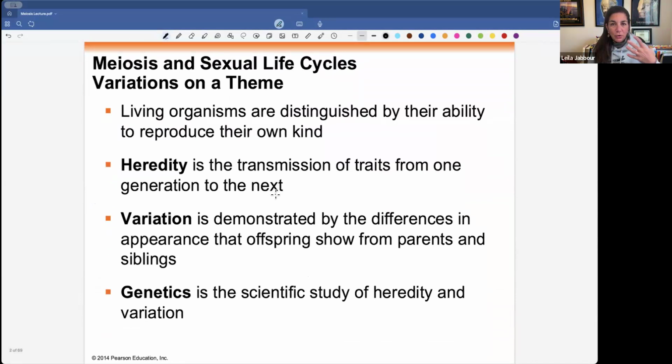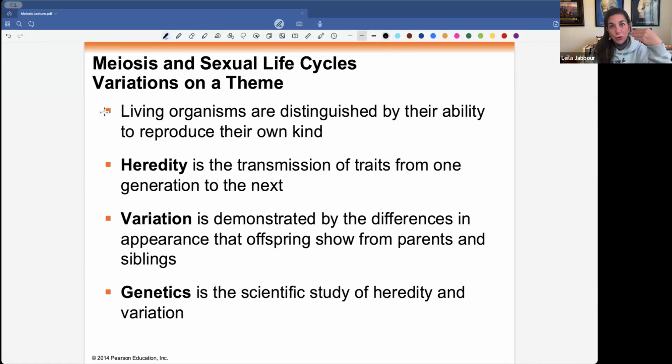So living organisms, like human beings, are distinguished from other structures, other things, by their ability to produce their own kind. This is what's specific to living things. You can reproduce yourself and make more of yourself. That's very characteristic of living organisms. For example, a table is not going to spontaneously duplicate into two tables, and your pens are not going to just multiply. But living organisms do, and that's what sexual life cycles are, and cellular reproduction.